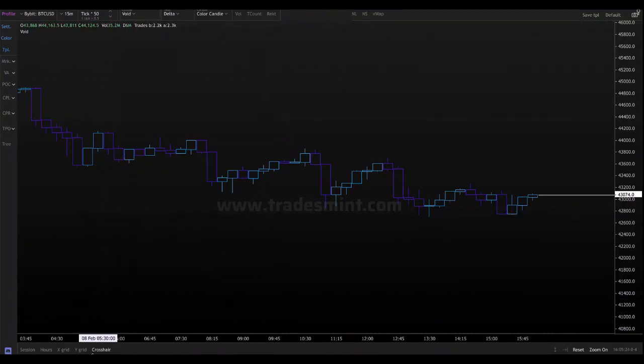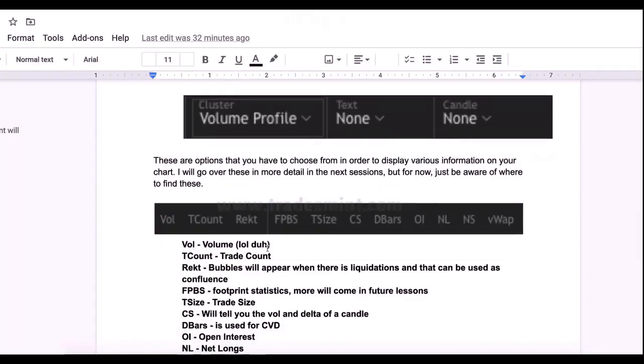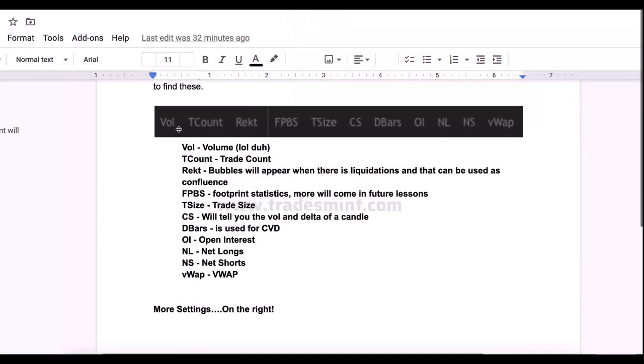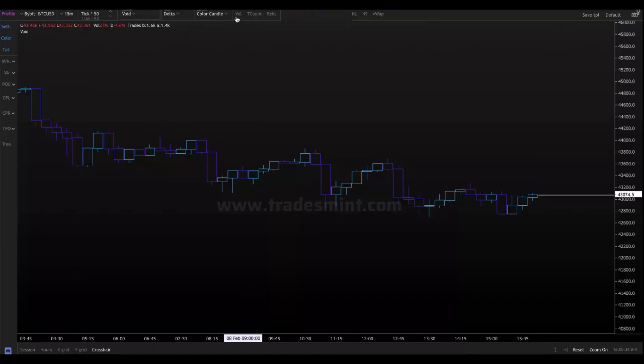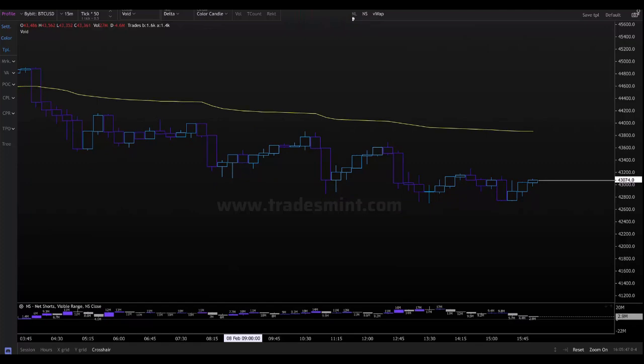And let's get back over here to these things: the volume, the trade count, the rect, all these things. Okay, so when we come back to Exocharts, we can see volume, trade count, rect, footprint, bar status or statistics, T size, CS, D bars, open interest, net long, net short, and VWAP. All these things are going to put something else on your chart.